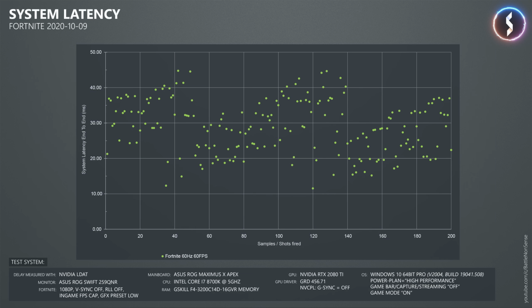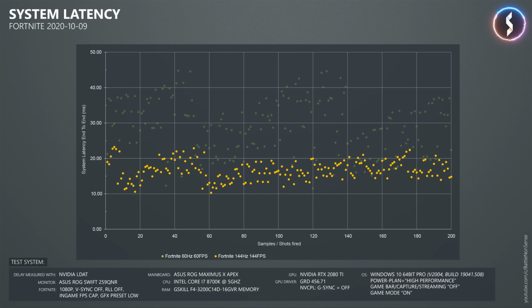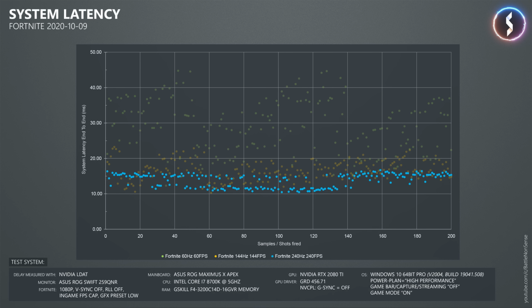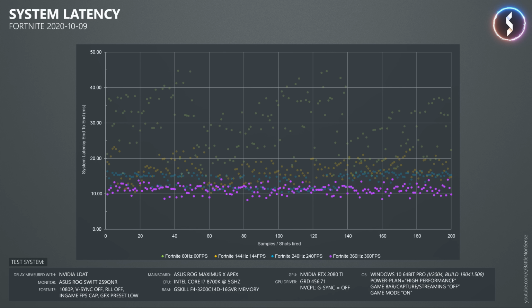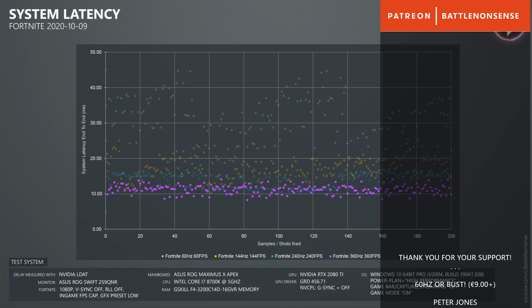Finally, when we take a look at all the samples of the 60 FPS at 60 Hz, 144 FPS at 144 Hz, 240 FPS at 240 Hz, and 360 FPS at 360 Hz tests, then you can see how the delays get lower and are less spread out as I increase the frame rate and the refresh rate. And that's all for today.